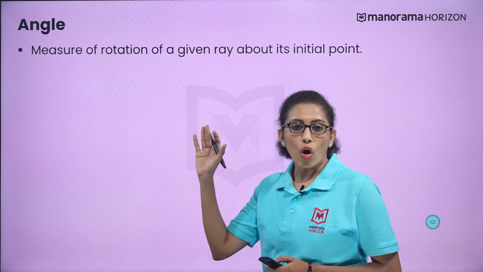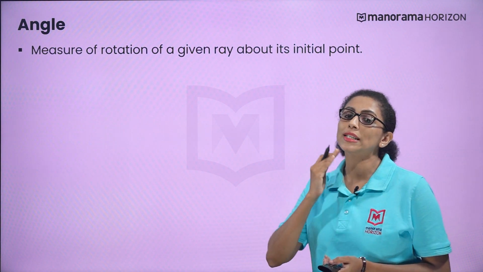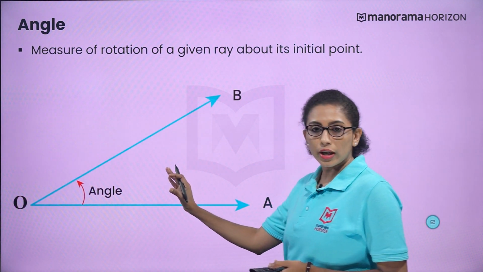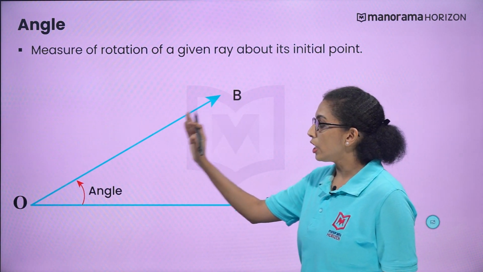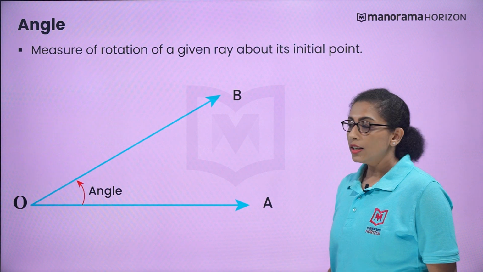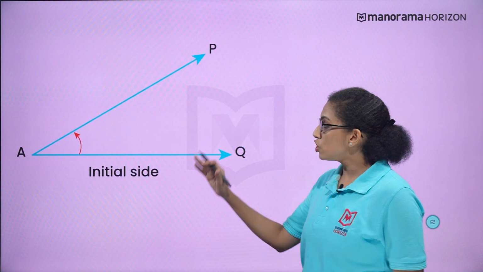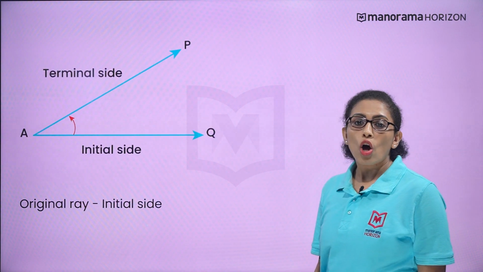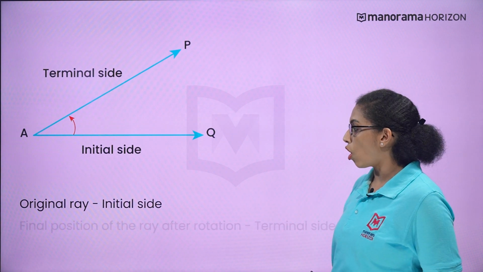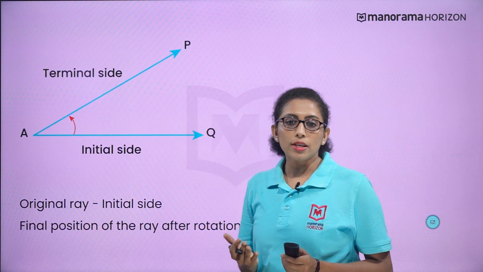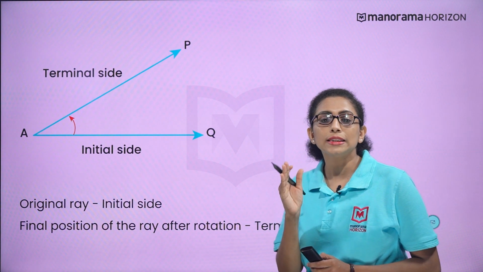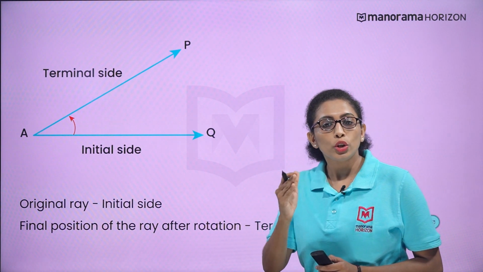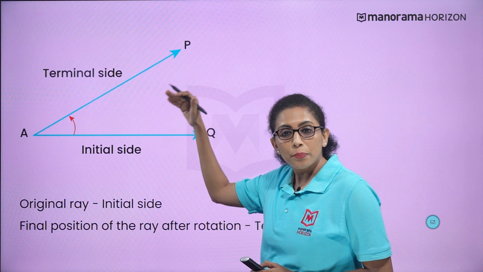Before dealing with units of angle measure, one should know what an angle is. An angle is a measure of rotation of a given ray about its initial point. So, in this figure, the angle formed is BOA. Now, consider this figure. The original ray is called the initial side and the final position of the ray after rotation is called the terminal side. In other words, the measure of an angle is the amount of rotation performed to get the terminal side from the initial side.